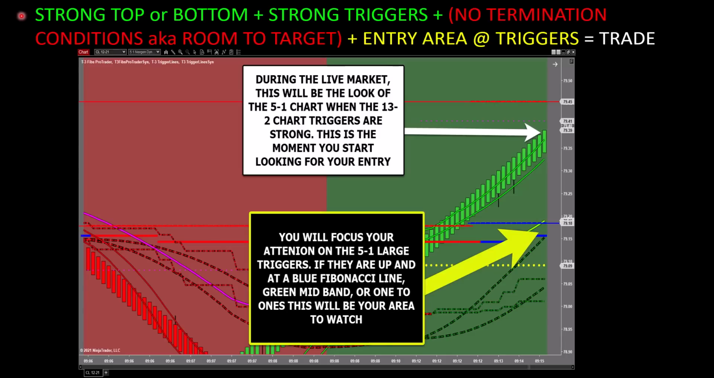This is your trading plan for your first 30 days and beyond. Strong top or bottom, plus strong triggers on your 13-2 chart, plus no termination conditions, also known as room to your targets on your 13-2 chart, and then entry area at the triggers and fibs on your small chart. And that's going to be your trade setup. So, again, I just wanted to summarize where you're going to end up with trade setups by reading the tops and bottoms of the market successfully.